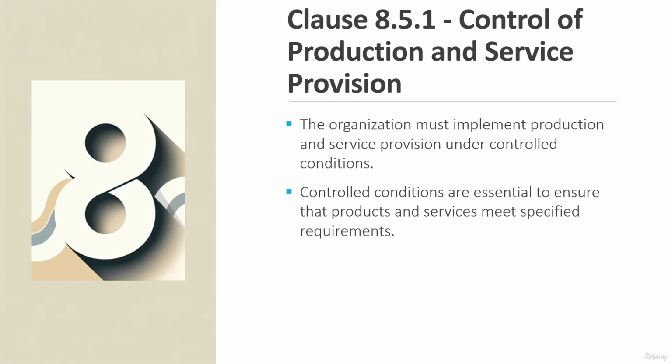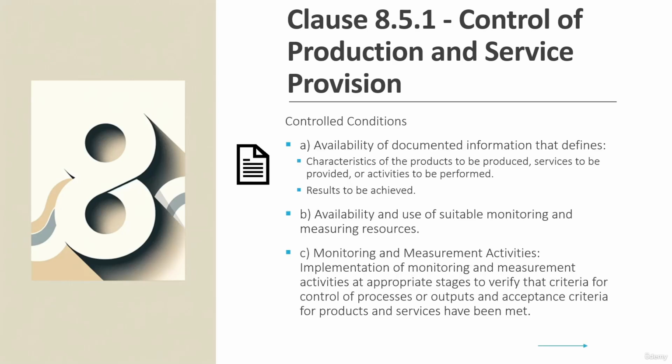And that's what is covered in 8.5.1. So in this, we need to look at what are the controls which are needed to make sure that the product or service which this organization is producing meets the requirements. Now when we talk of controlled conditions, these are the controlled conditions defined by the standard. The first one is the availability of documented information, related to the product or service which we are producing and what results we want to achieve.